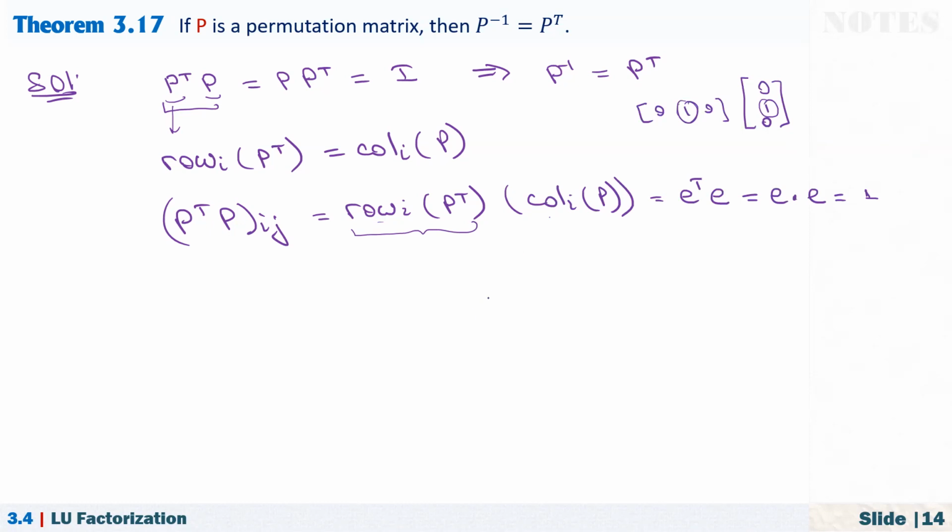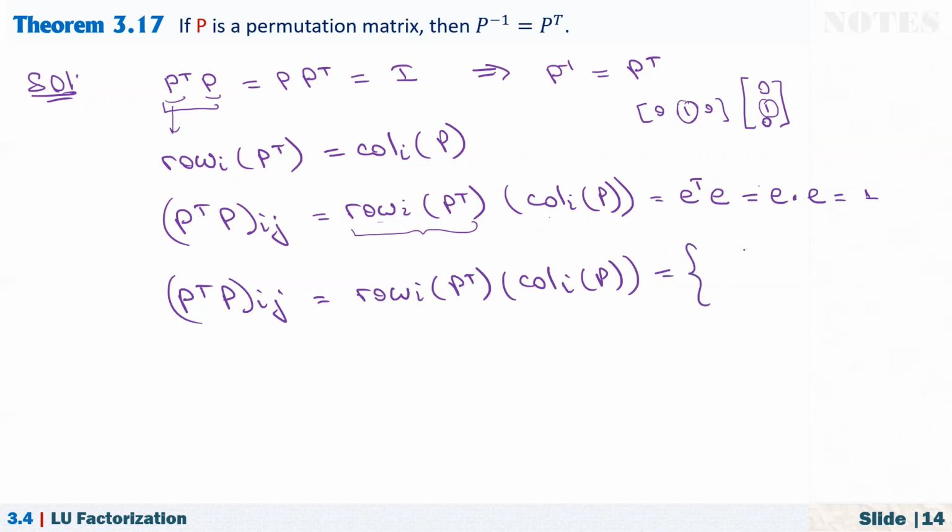Okay, so that's why here we have... how about if they are in different places? Entry ij, for example P transpose P. Here we have ij. So that is row i of P transpose, and here we have column j of P. So if j is not equal to i, here we have, let me just write here as a single one.